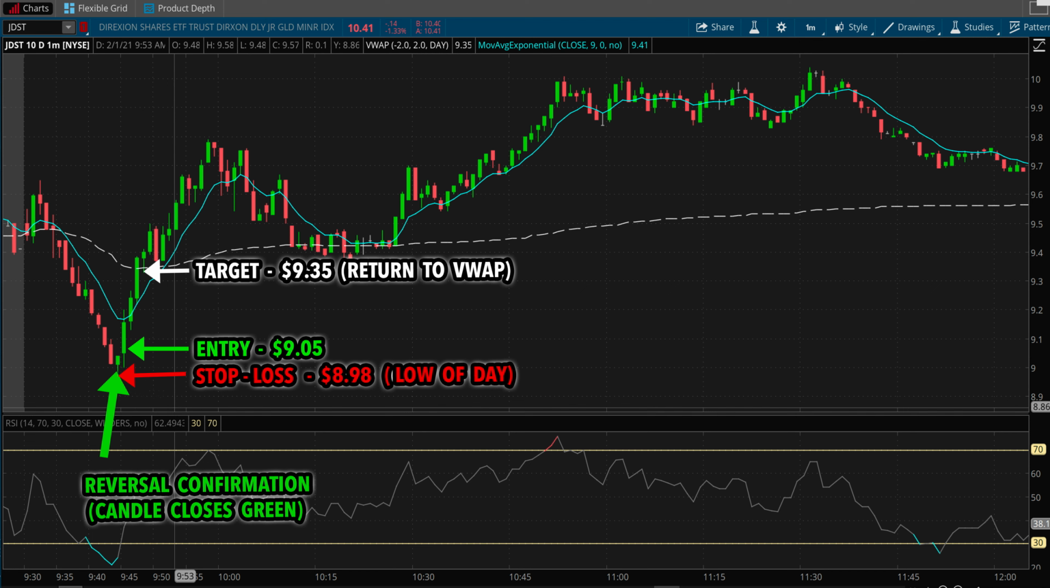Thus, I'm risking 7 cents, which is where I would be stopped out, to gain potentially 30 cents, the distance to the VWAP. This is approximately a 4-to-1 reward to risk ratio and thus is an attractive trade to take.